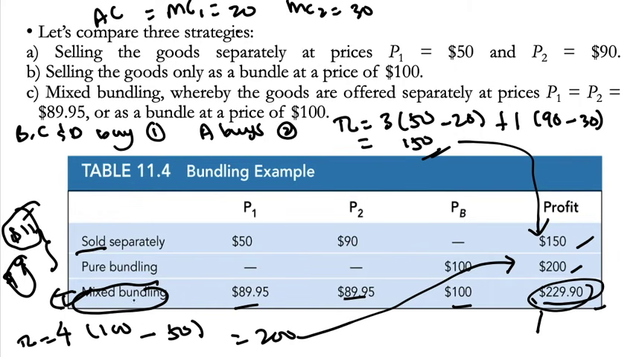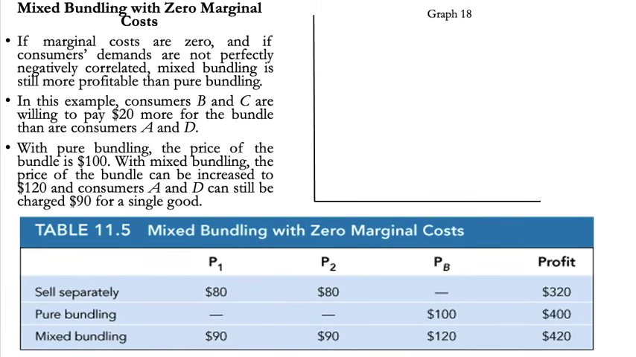Now, here we have another example that is mixed bundling with zero marginal cost. In the previous example, we had positive marginal cost for both products. But now, what happens if the marginal cost of both products is zero? We still use the same example. Try to calculate the profit here. What would happen? And then make the choice. Which one is better? I want you to try it at home.